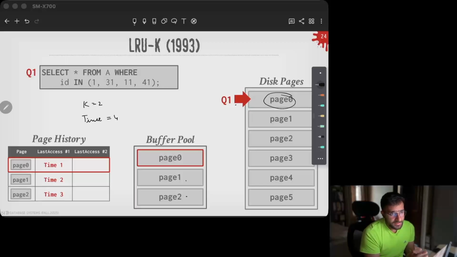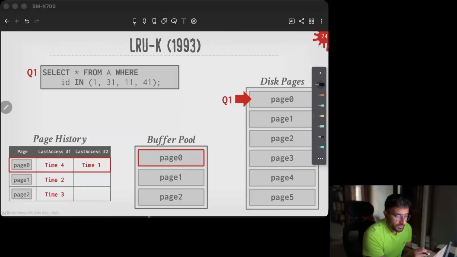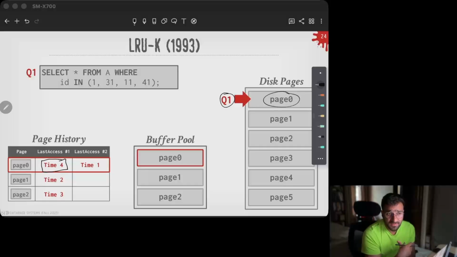At this starting point, K was 2 and the timestamp was at 4. So at timestamp 4, Q1 shows up and accesses page 0, and it records that the last access time was timestamp 4. As I said, empty blocks are set to infinity by default.